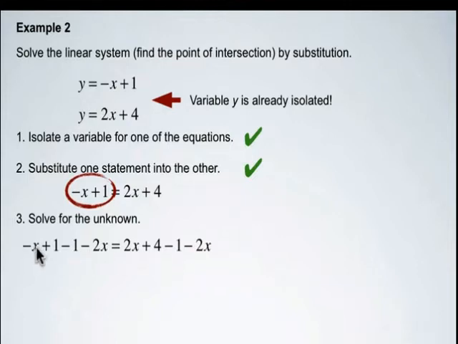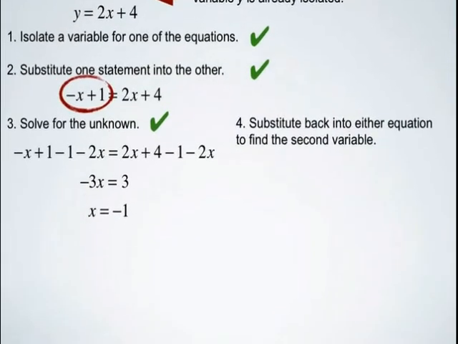So negative x plus 1 minus 2x is equal to negative 3x. And 2x minus 2x, as I said, is equal to 0, so we're left with 4 minus 1, which is 3. So now what we have to do is divide both sides by negative 3, and we end up then with negative 1, because 3 divided by negative 3 is negative 1. So now we have done our third step. So we've found what x is.